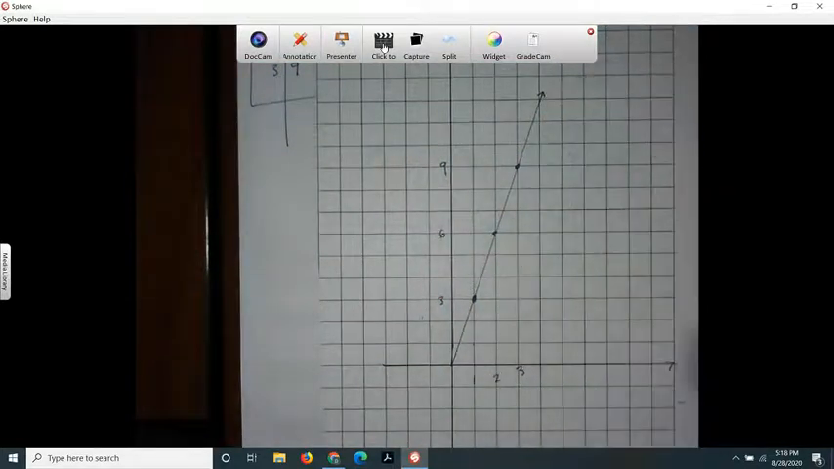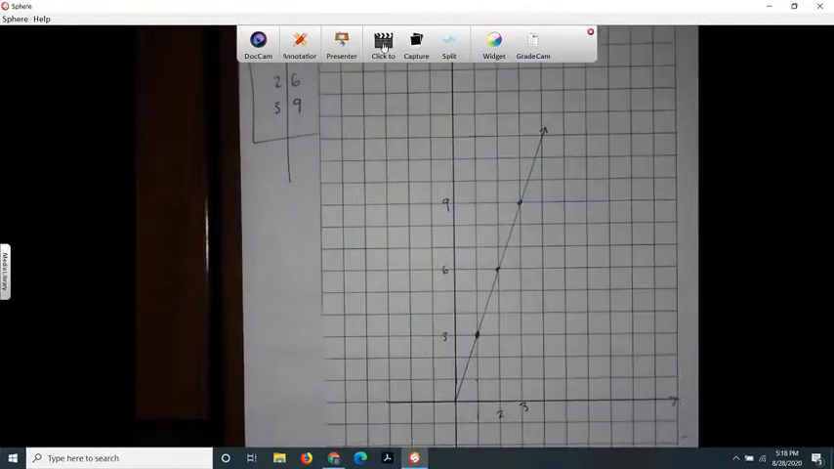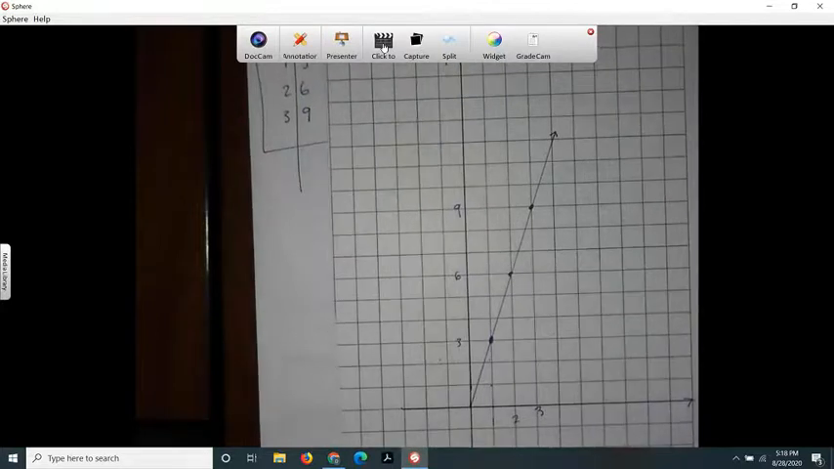So I think that's it. It asked us to create multiple representations. So I needed a table, a graph, and an equation. So that's all. I've got my graph, equation, table.